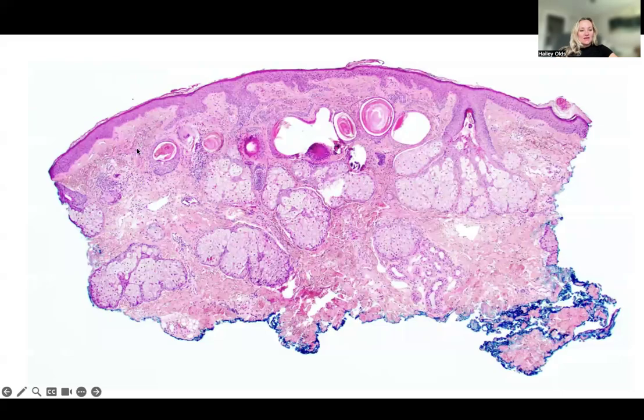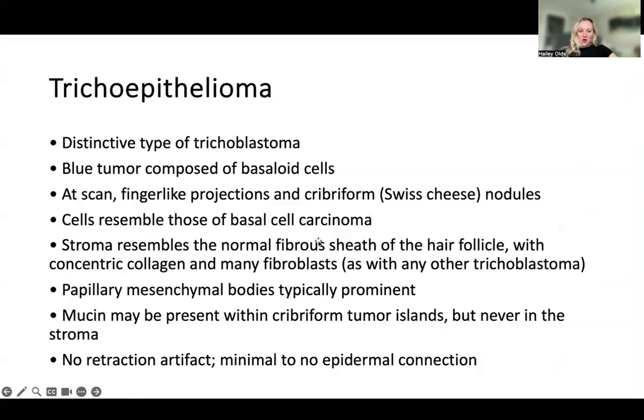So you have these little structures that look like immature hair follicles, or not fully developed hair follicles, and you have some calcification here. So this is your Paisley tie differential or your tadpole differential, whatever you want to call it. So this one is trichoepithelioma. So it's actually considered a type of trichoblastoma.